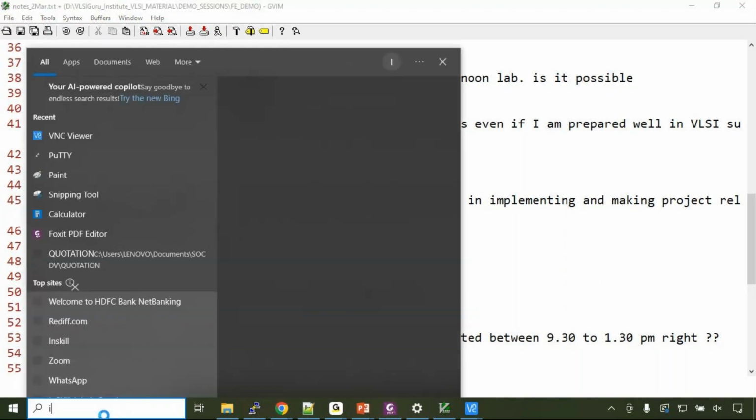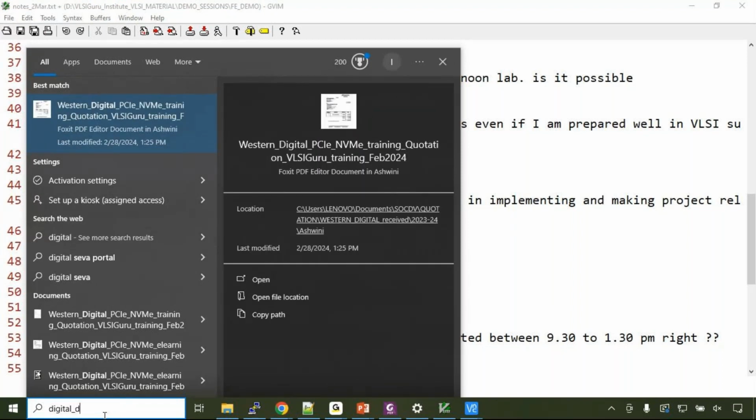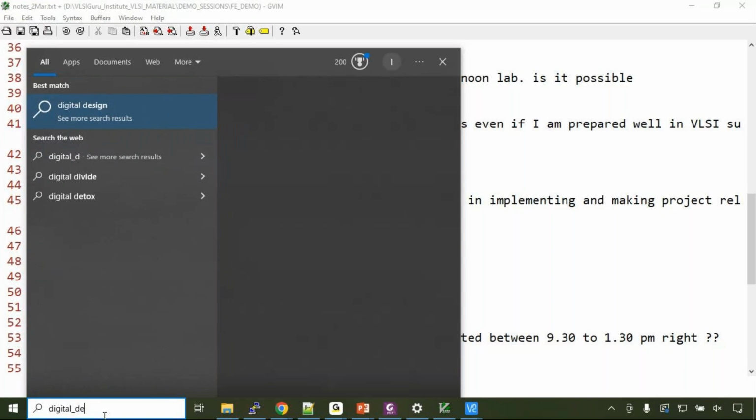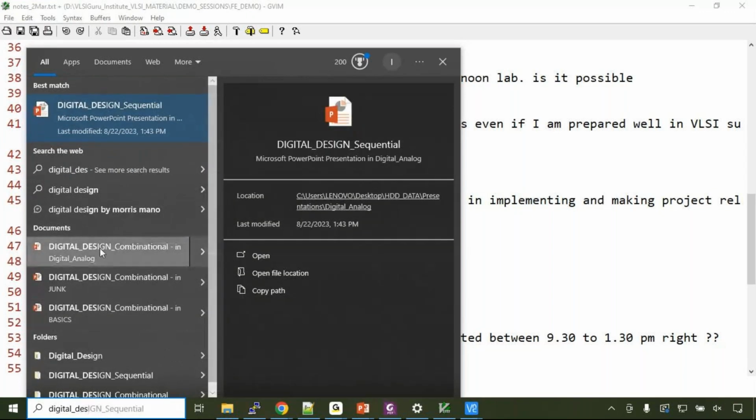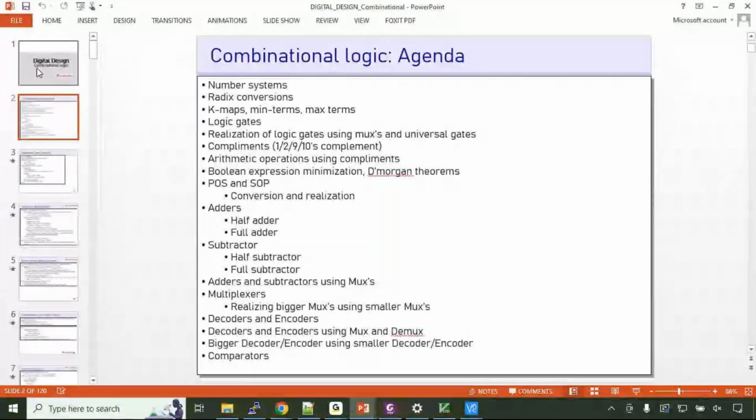Let's say I have to open digital design, for example. Digital design starts with combinational logic. It starts from the very basics of what is a number system, how to do radix conversions, what is meant by k-maps, what is minterm, what is maxterm, what are the logic gates, how do you realize logic gates using multiplexers and universal gates, what is complements, arithmetic operations, boolean. Everything is covered from the very basics.